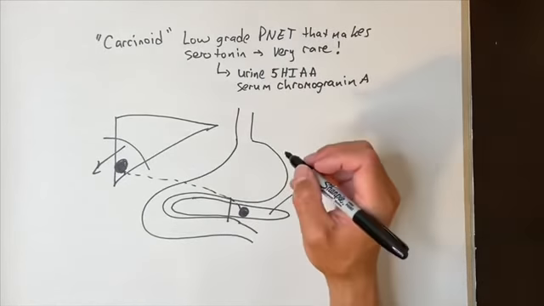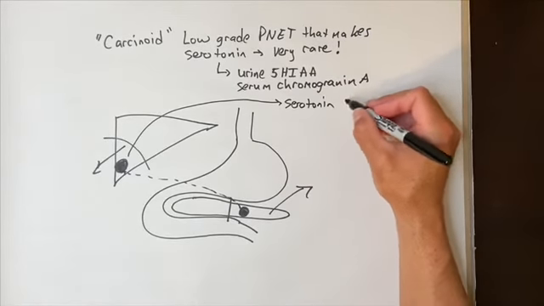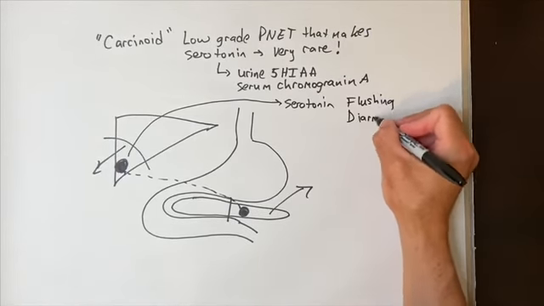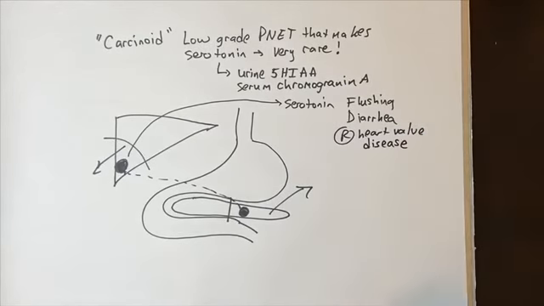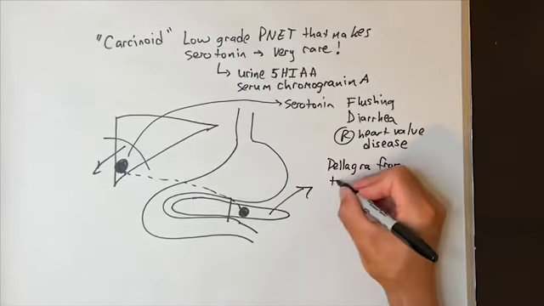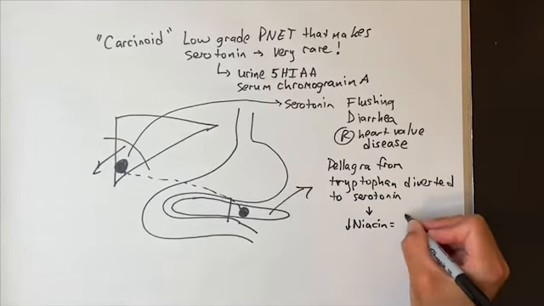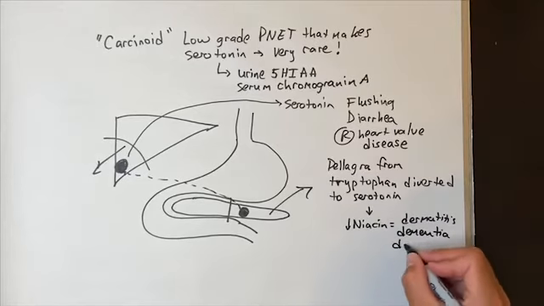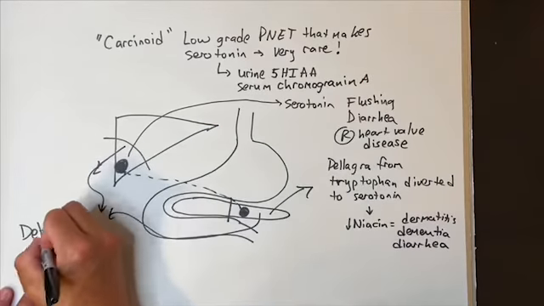Carcinoid syndrome is characterized by flushing, diarrhea, tachycardia, and valvular disease of the right heart from long-standing serotonin excess. And since tryptophan is diverted to make serotonin, niacin levels go down, causing pellagra, which can cause dermatitis, dementia, and diarrhea. Treatment is resection of the primary tumor and octreotide treatment for carcinoid syndrome.